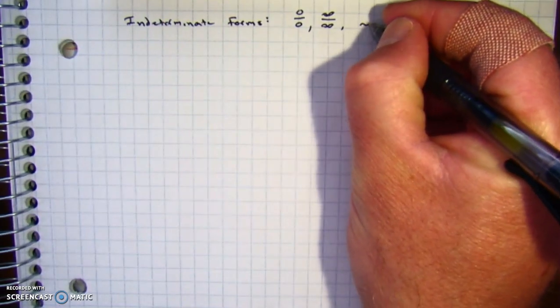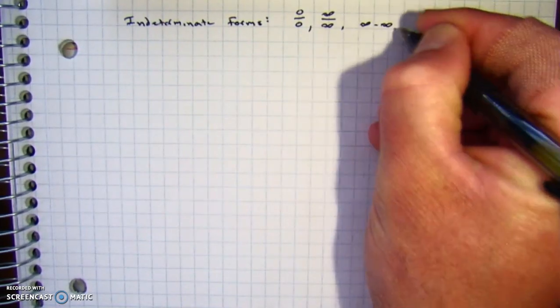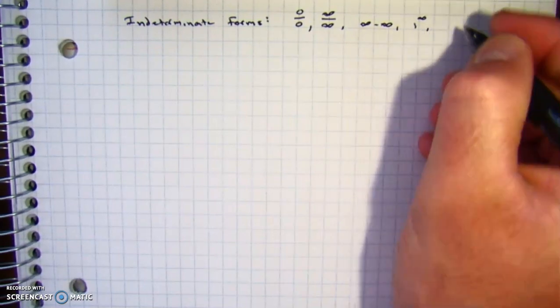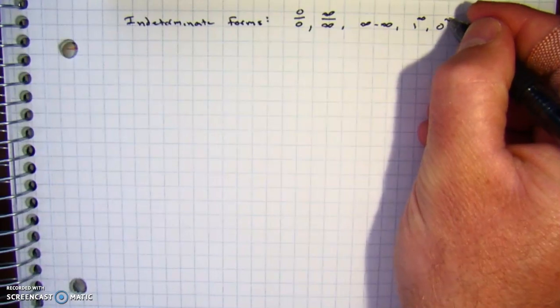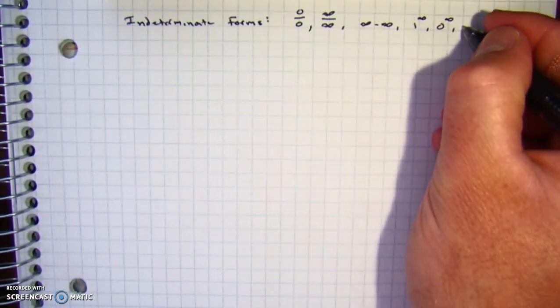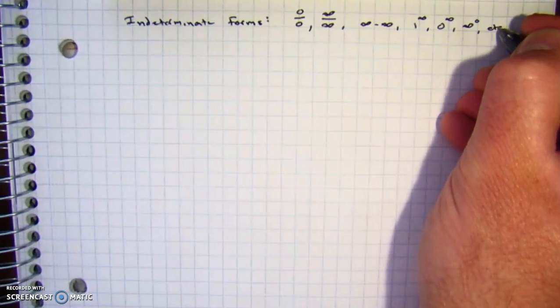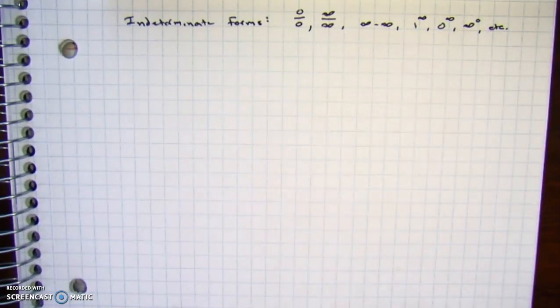You can have infinity minus infinity, or 1 to the power of infinity, or 0 to infinity. Let's see, I guess infinity to the 0. So when we talk about indeterminate forms, that's specifically what we're discussing. Ones that you can't just look at and algebraically find the limit.